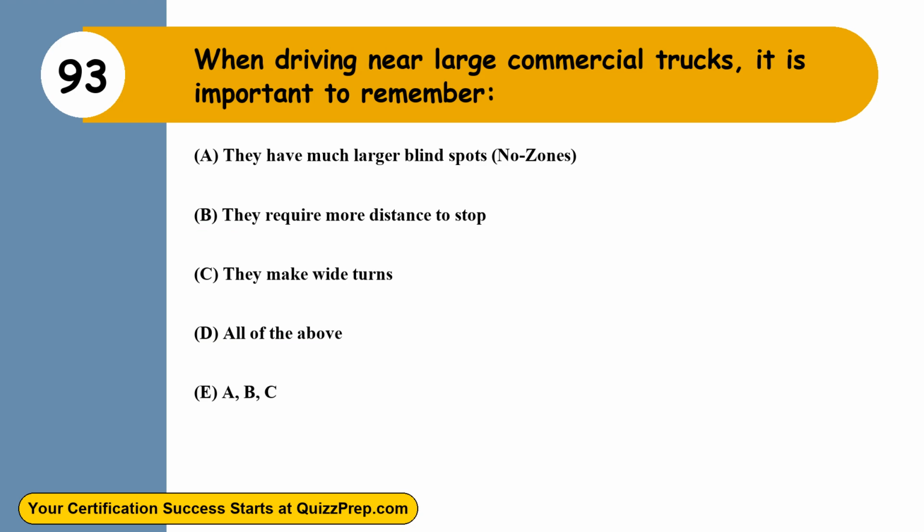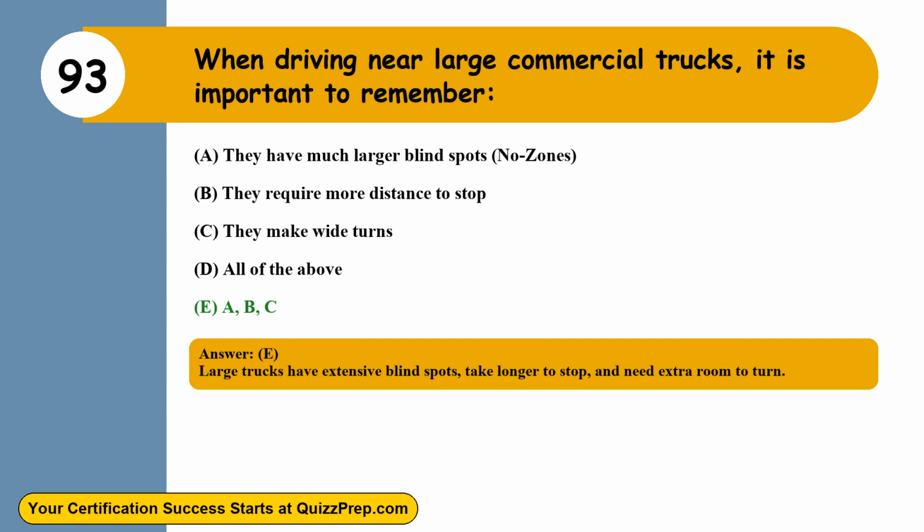Question 93. When driving near large commercial trucks, it is important to remember: Option A, they have much larger blind spots, no-zones. Option B, they require more distance to stop. Option C, they make wide turns. Option D, all of the above. Option E, A, B, C. The correct answer is option E, A, B, C. Large trucks have extensive blind spots, take longer to stop, and need extra room to turn.